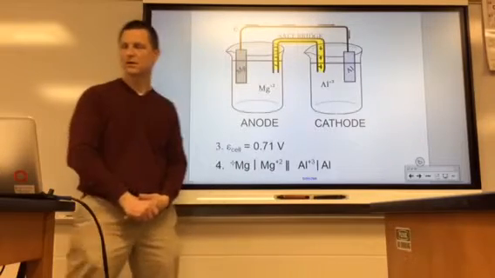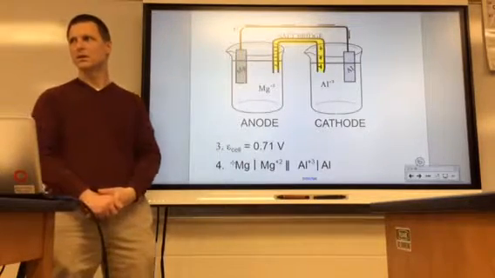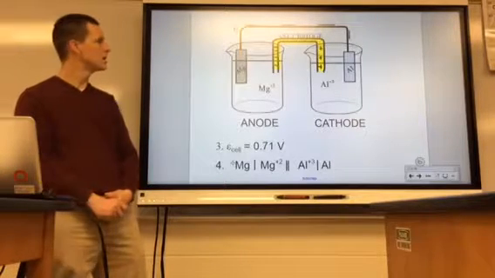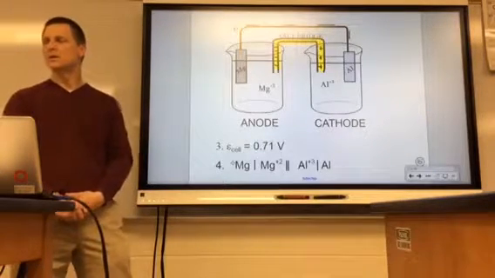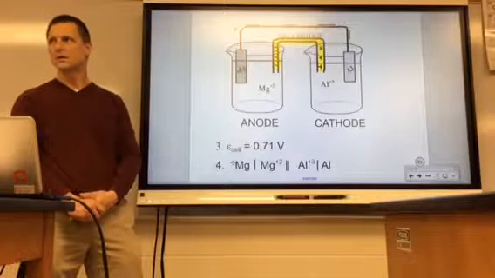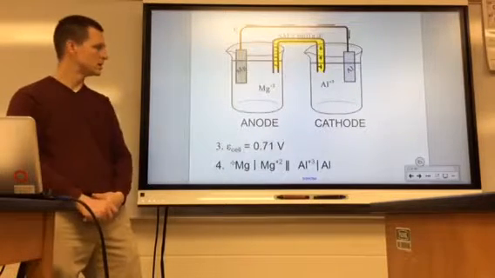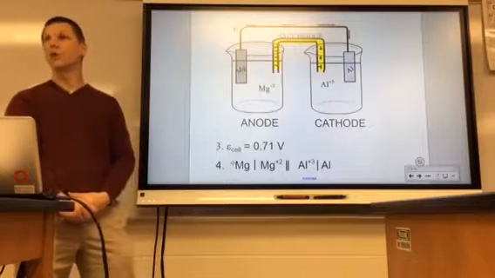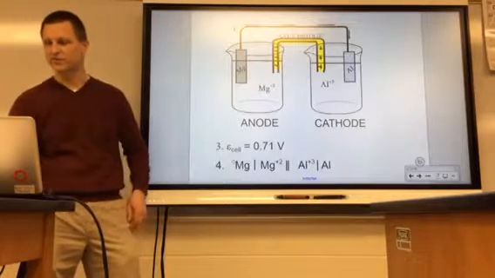You know how you have to change the equation, how you multiply the aluminum by 2 to balance it out? So then you don't affect the voltage. You don't multiply the voltage. Right, that's right. That doesn't affect the voltage.